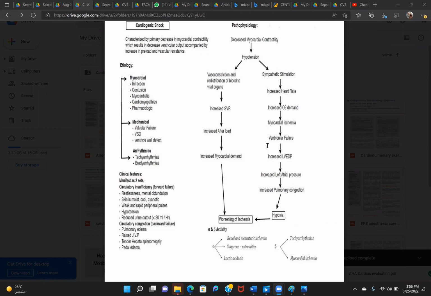Okay. So that's why if MI occurs in a young patient, the chances of survival are less as compared to if it occurs in the later half of life. Okay. So that is the whole picture, and the symptoms will be accordingly. Because if congestion occurs, then there is pulmonary edema, raised JVP, pedal edema, that's what I was telling you. Okay. And when there is reduced perfusion, the urine output falls.